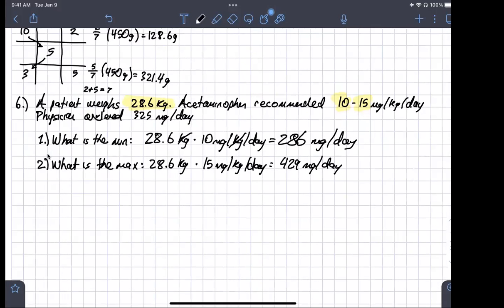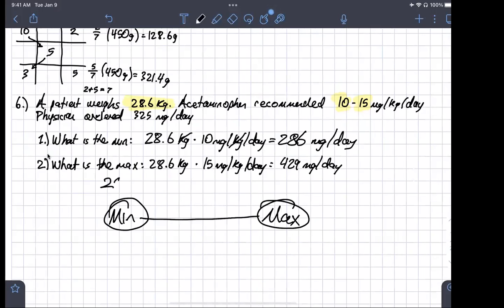Now we have a min, and then we have a max. So right here is the lowest dose the patient can take. This is the maximum dose they can take. We've established that this is 286, and this is 429. That's per day. So let's ask ourselves, what did the physician order? They ordered 325. So if you put it on a number line, 325 is somewhere right in the middle, right? So you ask yourself, is that appropriate? Yes, that is. So 3 is literally just yes.